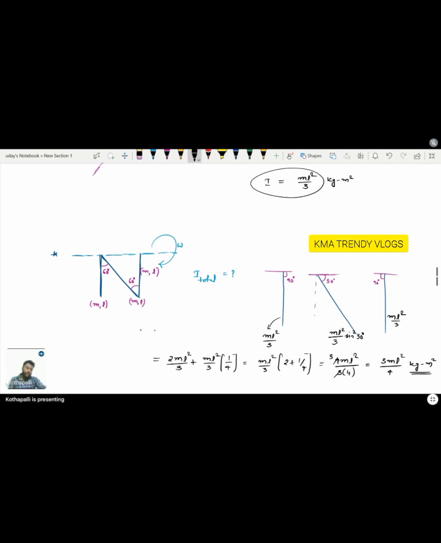Rida, so you may have a doubt: why should we not take this angle into consideration? Why should we take only this angle? See, when I say the perpendicular distance from the axis of rotation to this rod, the axis of rotation is like this. So when it is rotating like this, the perpendicular distance will be in this condition only. Okay, perpendicular distance to the rod, like this.